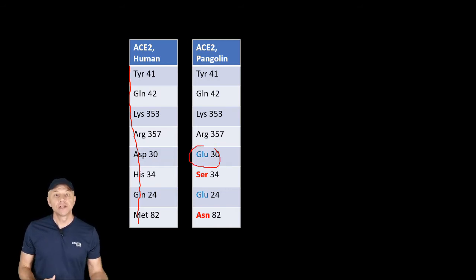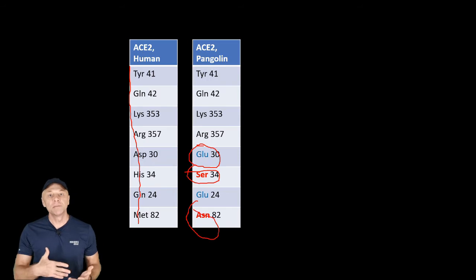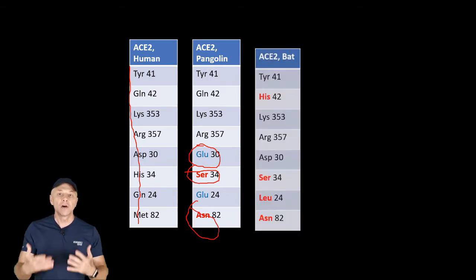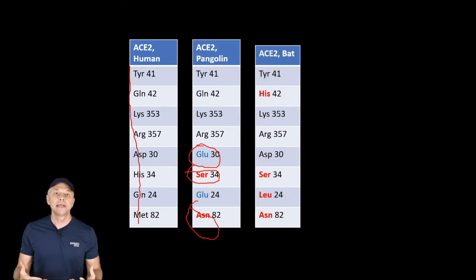For example, a change of histidine to serine reverses the electrostatic charge in the side chain and thus might result in repulsion instead of attraction with the cognate amino acids. We can see that the bat interface contains more of the mismatched residues and is more divergent from the human one in comparison with the pangolin set.